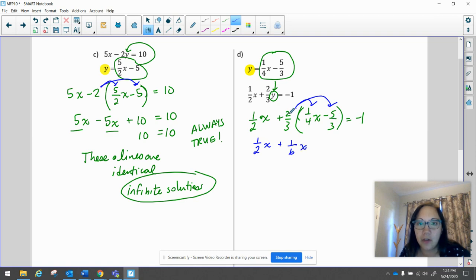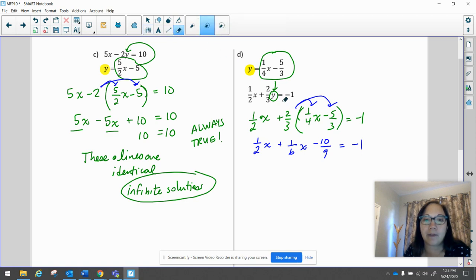And then 2/3 times -5/3 is -10/9 equals -1. And we could keep going with this. It's just getting a little bit annoying. There's still fractions everywhere. So this isn't wrong. We can keep going with it, but I'm going to show you a different way because I'm changing my mind about my strategy here. Before we substitute, I want to try and get rid of some fractions. So sometimes that happens.